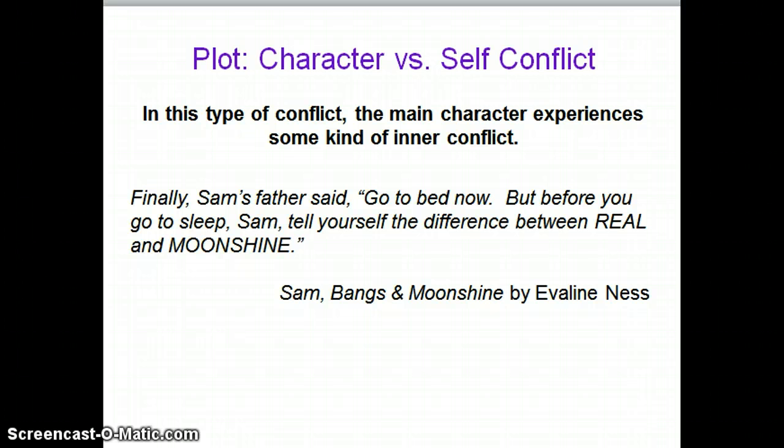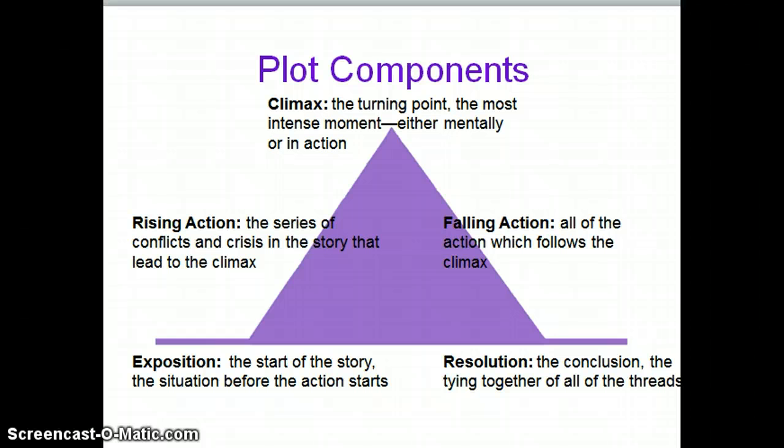So, I hope now you have an idea of the plot. The 5 components that we're going to talk about are, again, exposition, which is the start of the story. This is what we learn when we learn the background. Rising action, which comes next, is the series of conflicts and crises in the story that lead to the climax. Climax. This is the turning point, the most intense moment, either mentally or in action. That's when the story really changes. And falling action, all of the action which follows the climax. Resolution is the conclusion, the tying together of all the threads.